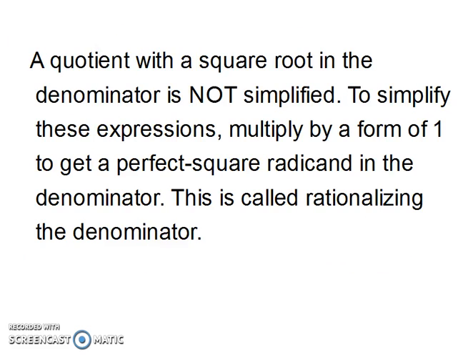So now let's look at a quotient. A quotient with a square root in the denominator is not simplified. To simplify these expressions, multiply by a form of 1 to get a perfect square radicand in the denominator. This is called rationalizing the denominator. Let's take a look at that.